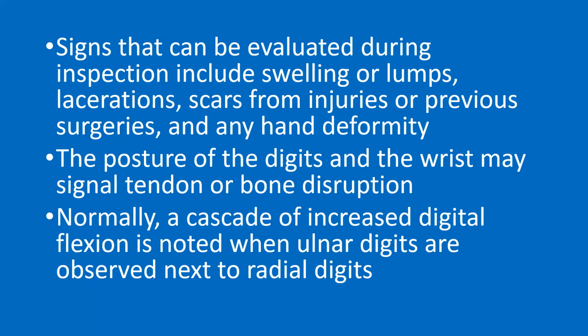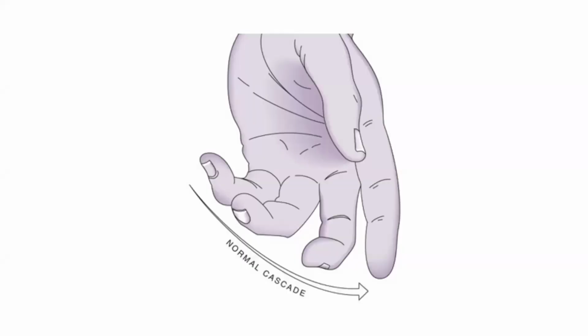The signs that can be evaluated during inspection include swelling, as we mentioned, or lumps, or changes in color of skin, lacerations, scars from injuries or previous surgeries, and any hand deformity. The posture of the digits and the wrist may signal tendon or bone disruption. Normally, a cascade of increased digital flexion is noted when ulnar digits are observed next to the radial digits. You have to pay attention. This is the normal cascade of the hand. You have to pay attention where the small finger is. This is the function or the anatomical position of the hand.